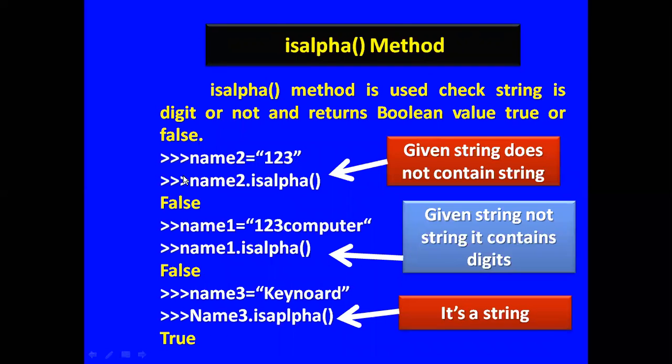Now, isalpha checks whether the string is alphabetic or not. This one is alphanumeric, so for these two it gives me false. For this one, which is purely alphabet, it is going to give me true.